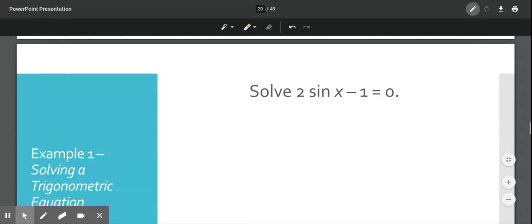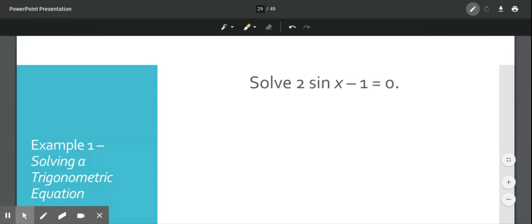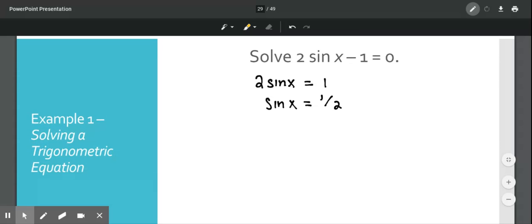So if we look at this first example, if we have 2 sine of x minus 1 equals 0, let's try to isolate the sine. So what we could do is we could say 2 sine of x equals 1, or the sine of x equals 1/2. So you have to think about your unit circle. We'll need to have this memorized still.